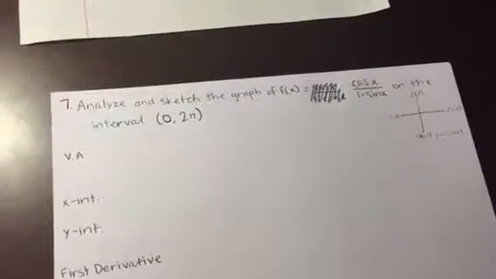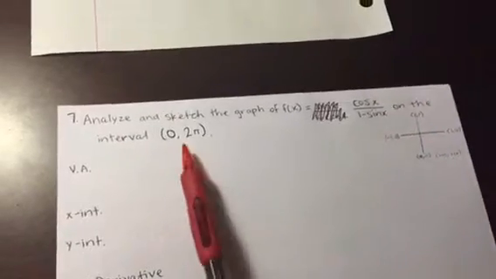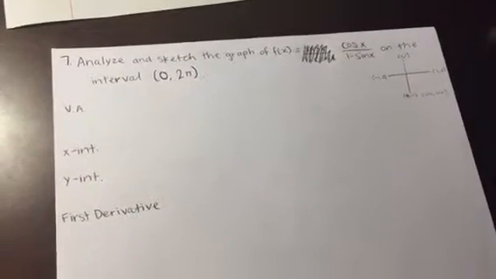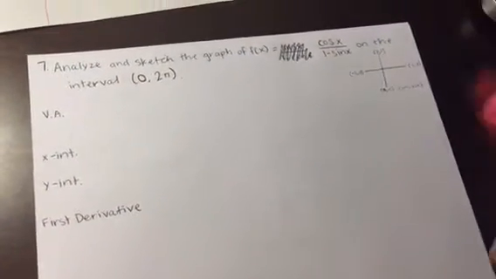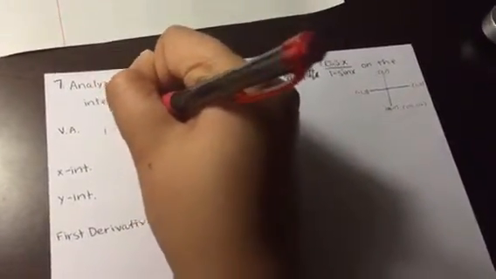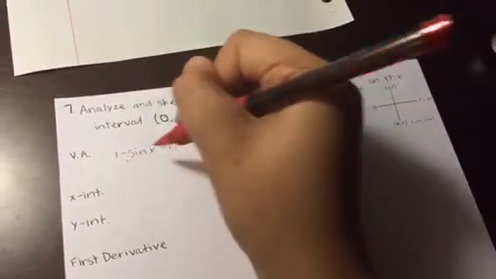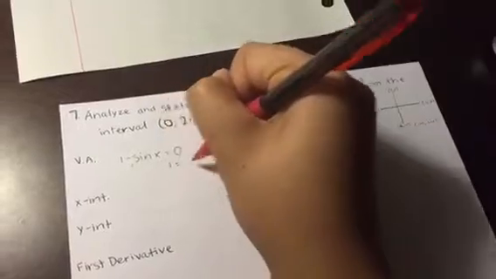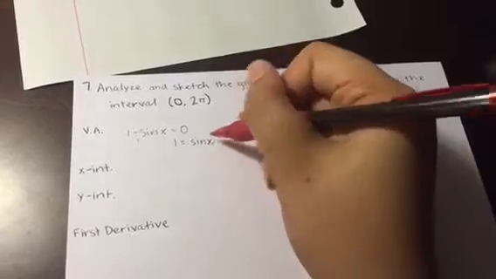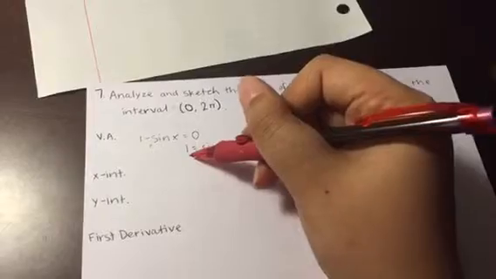Okay, for this type of problem, we have to analyze and then sketch the graph of this on the interval of 0 to 2 pi. So for the vertical asymptote, we use the denominator of this. So we set the denominator, which is 1 minus sine x, equal to 0. And so from this, we can add sine x over, so we have 1 equals sine x. And then from this, you solve for x, like where does sine of what value get you 1.